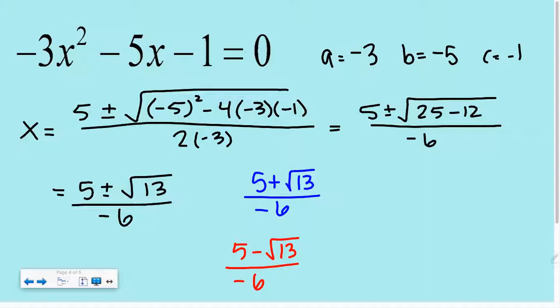For the first one, when you add the square root of 13, you should get negative 1.43. If you don't get that, try again. Make sure you know how to use your calculator. When I punch it in, I do it as two separate things. I do the numerator first, so I just do 5 plus the square root of 13, enter, and then I divide by negative 6, because that takes care of having to worry about parentheses then.